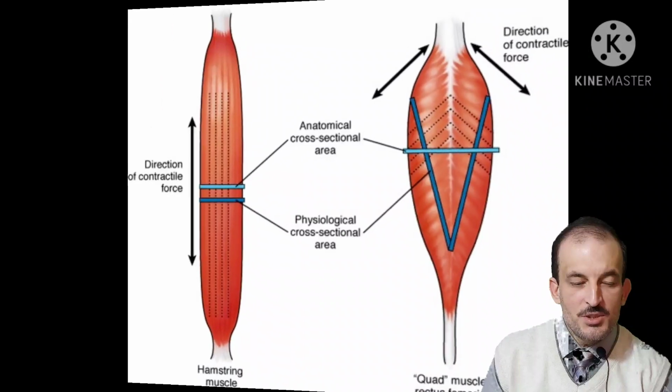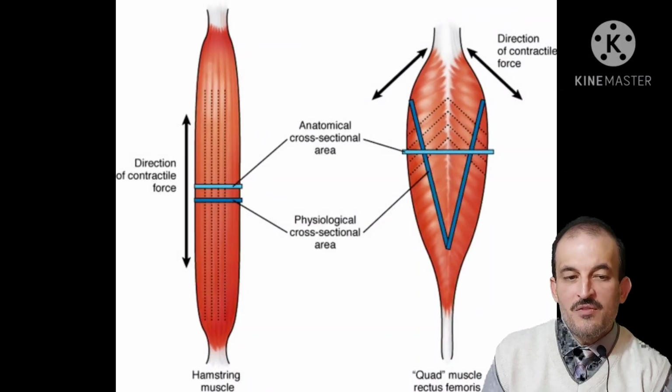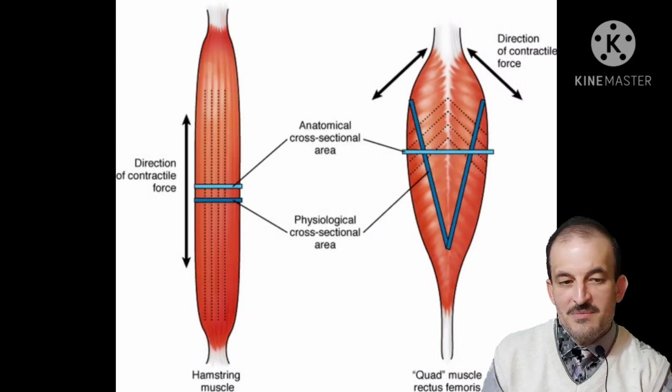This slide shows you the direction of contraction force. These muscles have more range of action. The other figure reflects more force production. Why? Because it has an increase in the anatomical cross-sectional area, as seen in this figure.